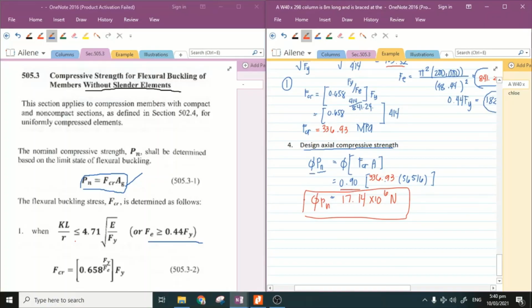So, yun lang muna. For the next video, I will discuss about sample problem naman for members with slender elements. So, that's all. Thank you.